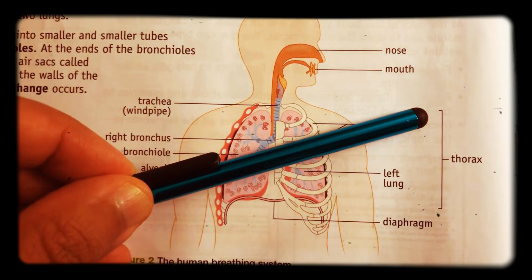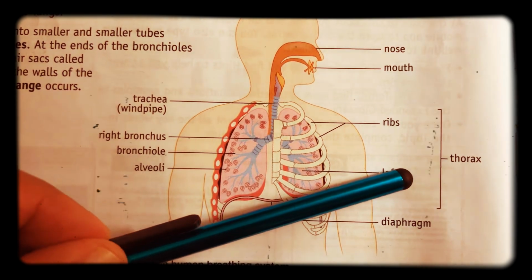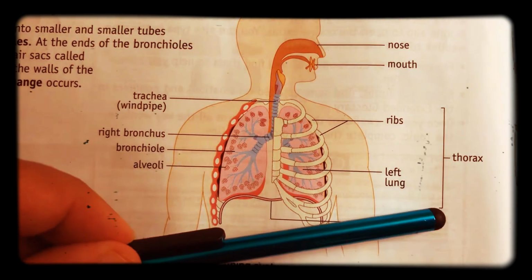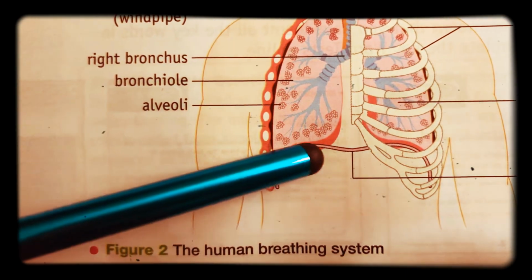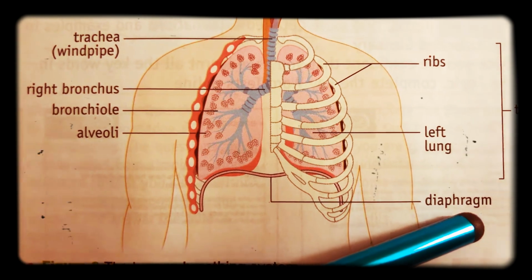Pause the video. Ribs. Here we go. All right. Look away. Pause the video. Okay, that's the left lung. Right, and pause the video. That's the diaphragm. Okay, diaphragm. Diaphragm is right underneath here. Okay, diaphragm. Make sure that you can spell diaphragm correctly as well.